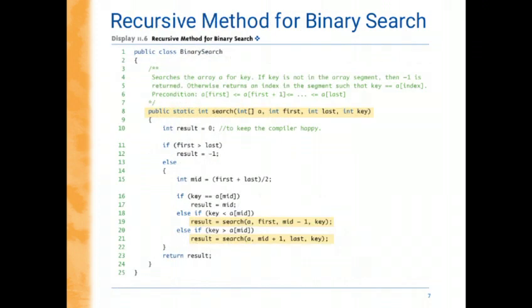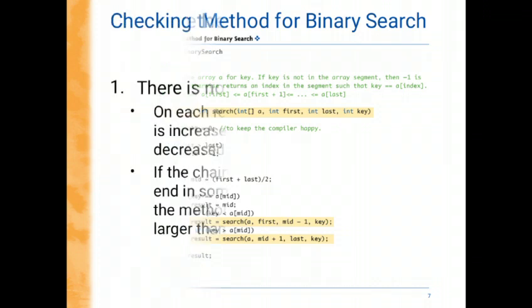Then this is the recursive method for binary search. int result = 0; if first > last, result = -1. Else mid = middle = (first + last) / 2. If the key value is equal to A[mid], result = mid, else result is the recursive search on the first or last half.